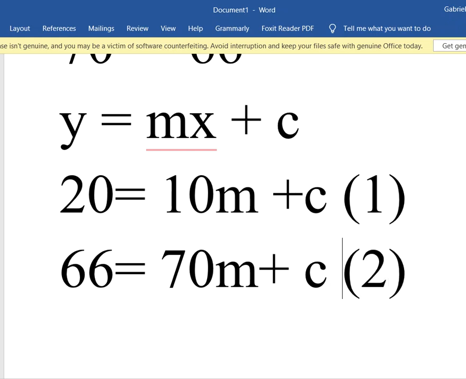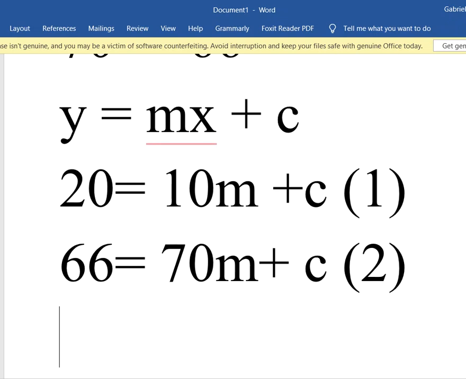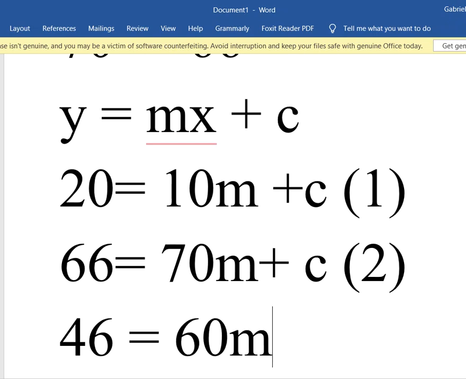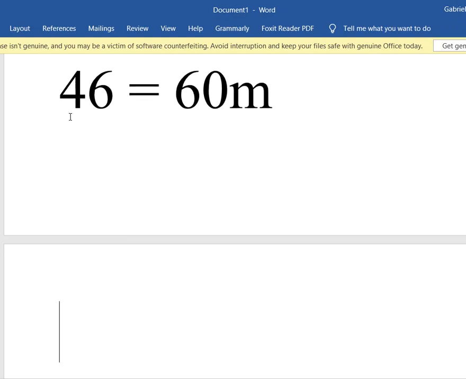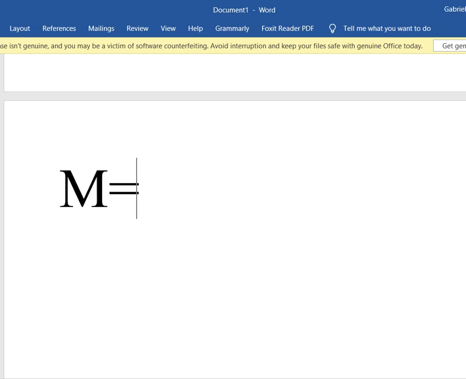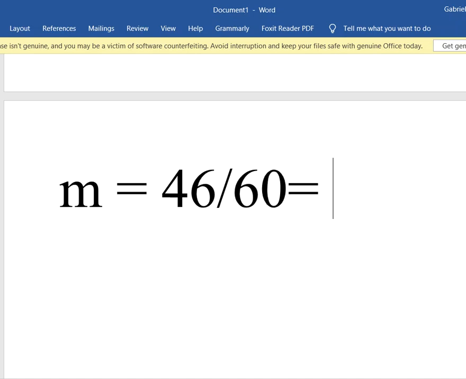So we solve these two equations simultaneously, and simply subtracting equation 1 from equation 2, we're going to have 46 is equal to 60m, implying that m is equal to 46 over 60, which is equal to 0.77.